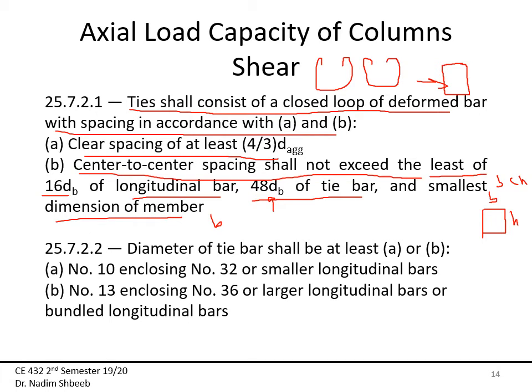So I'm going to take the minimum out of these three and apply that as my spacing, and compare that with A, which is my 4/3 diameter of the aggregate, and then take the smallest of both of them.